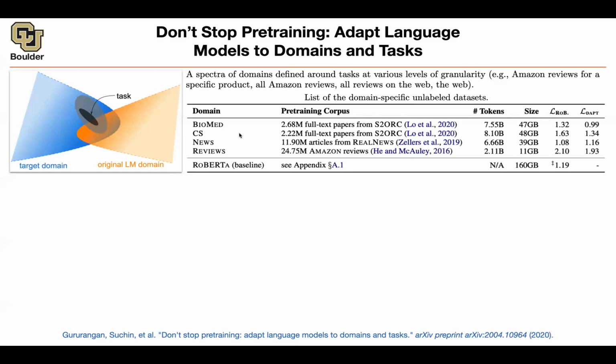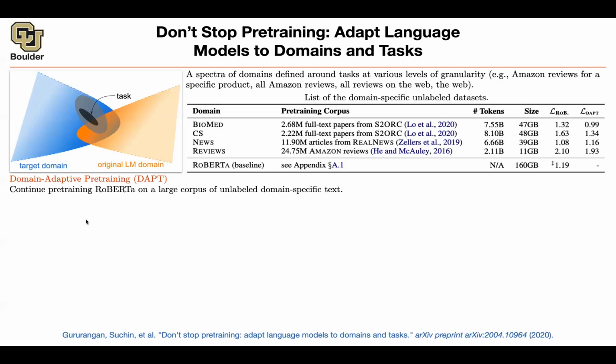What are the types of data sets that you can have? You can have Roberta, which is a big model, and it is trained on some data sets extending Wikipedia pages. But then you have some domain-specific data sets, like BioMed for biomedical, CS for computer science, news type of articles, or reviews for Amazon reviews. So you have different domains.